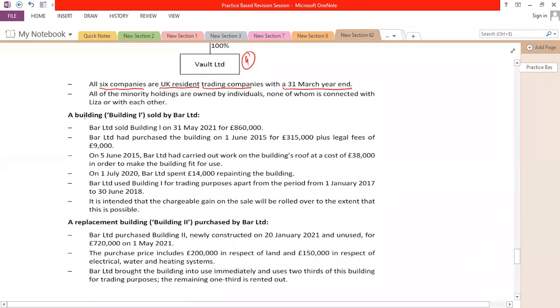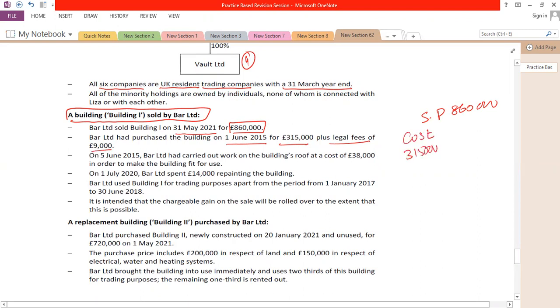So, a building sold by Bar Limited. Let's focus on Bar Limited. Bar Limited sold the building in May 2021 for 8,60,000. This is the sale proceeds, 8,60,000. The company purchased the building on 1st June for 3,15,000 plus a legal fee of 9,000. This is my purchase cost, which is total 315 plus 9,000. So I guess it's 3,24,000 allowable expense.